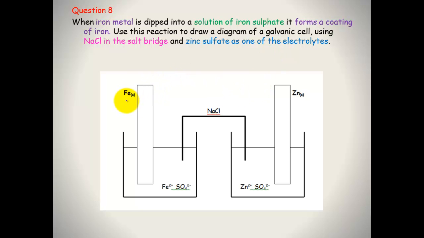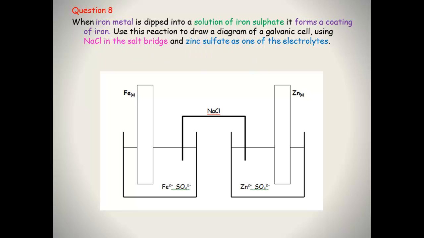You've got your iron metal and iron sulphate as your electrolyte. This is zinc sulphate, so keep it easy. Zinc sulphate here, make it a zinc electrode. The easiest thing is just to match your electrolytes with your electrodes. And of course you've got the sodium chloride here in your salt bridge.